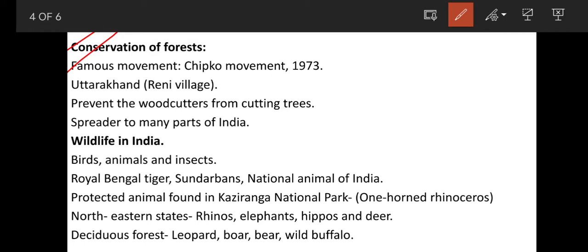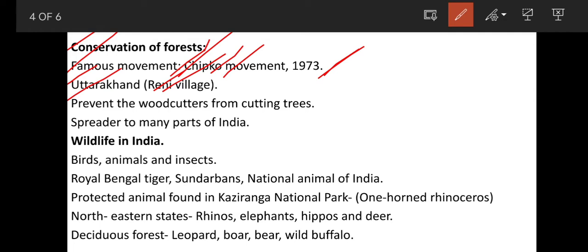against destroying forest. Among those movements there were a large number of movements, but one of the famous movements was the Chipko movement. And the Chipko movement took place in the year 1973. This was one of the famous movements against destroying forest. And this movement started in the state Uttarakhand in Rainy village.